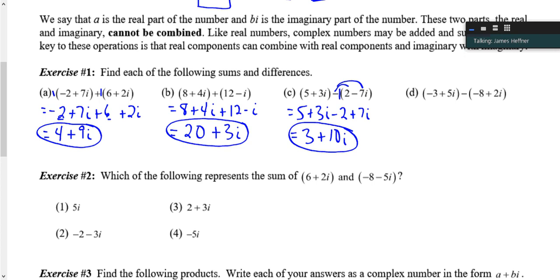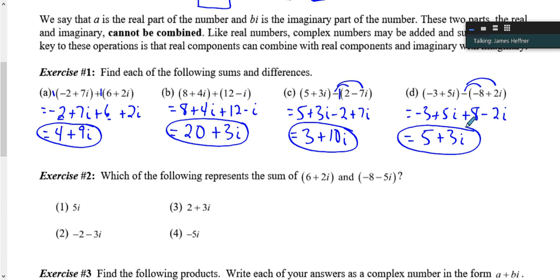One more over here. We're subtracting, so we have to distribute through. We get -3 plus 5i, and then plus 8 minus 2i. One more time, a plus bi form. -3 plus 8, you get 5, plus 3i. So there are your complex numbers in a plus bi form.